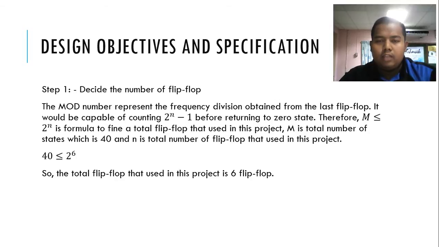So, I will introduce more on our method. For the first step, deciding the number of flip-flops. The mode number represents the frequency division obtained from the last flip-flop. It would be capable of counting to n minus 1 before returning to 0 state. Therefore, M is less than or equal to 2^n is the formula to find the total flip-flops used in this project. M is the total number of states, which is 40, and n is the total number of flip-flops used in this project. 40 is less than 2 to the power of 6. So the total of flip-flops we are using in the project is 6 flip-flops.